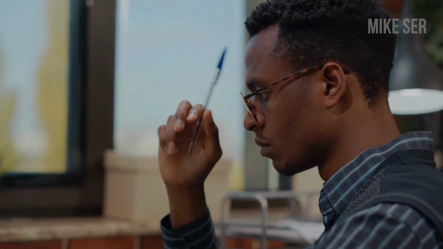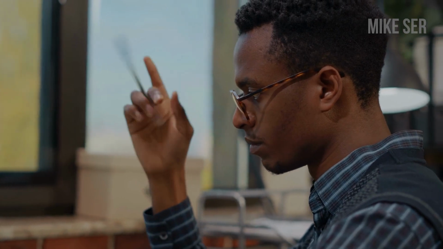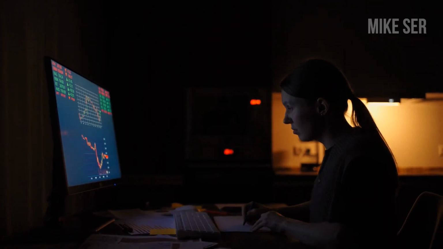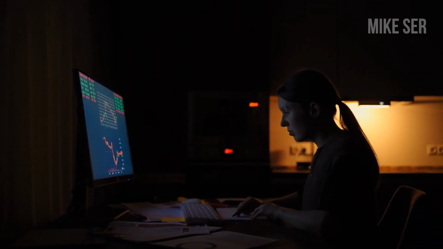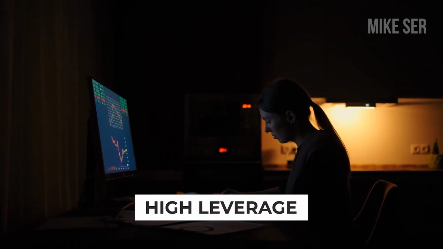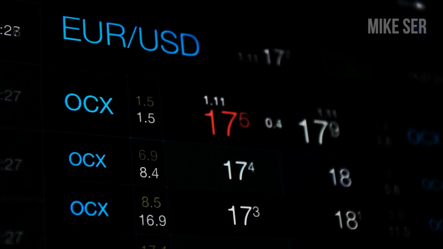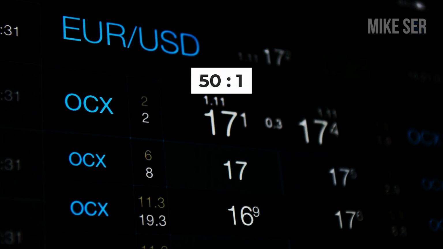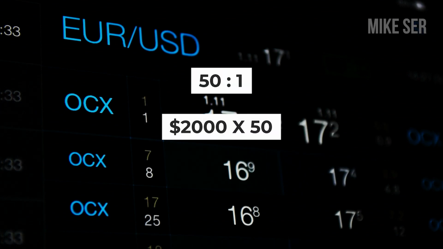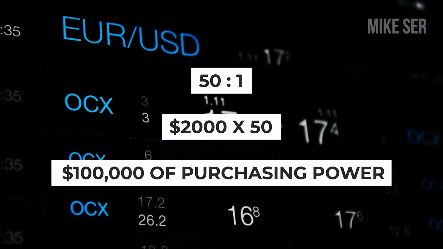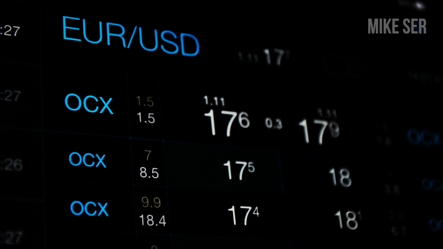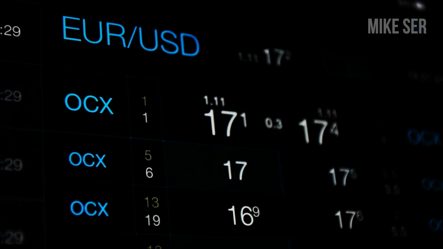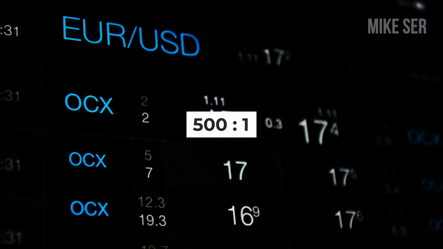So how can you make a lot of money in the forex markets? Well, another reason why traders like the forex market is because the forex trading instrument offers high leverage. Most forex brokers typically offer leverage of 50 to 1, meaning that if you have $2,000, then you can control up to $100,000 of purchasing power. In addition, some brokers outside the US, like 8cap, can offer leverage as high as 500 to 1.